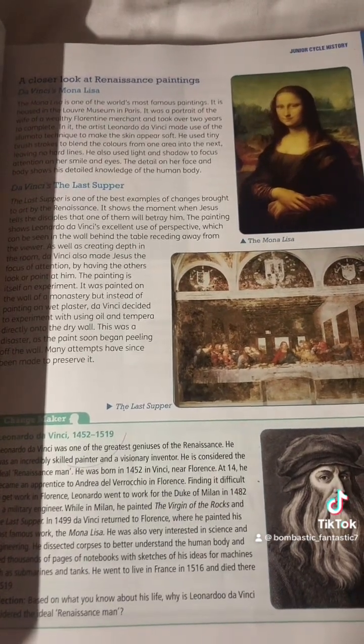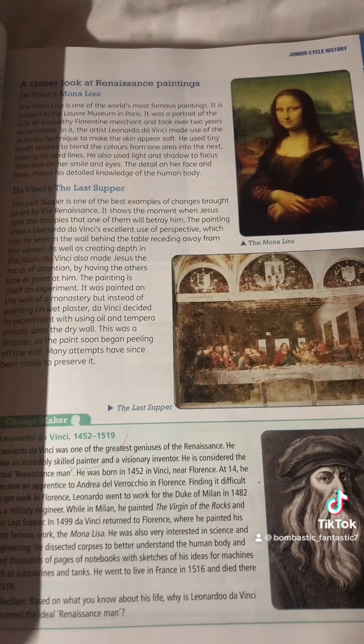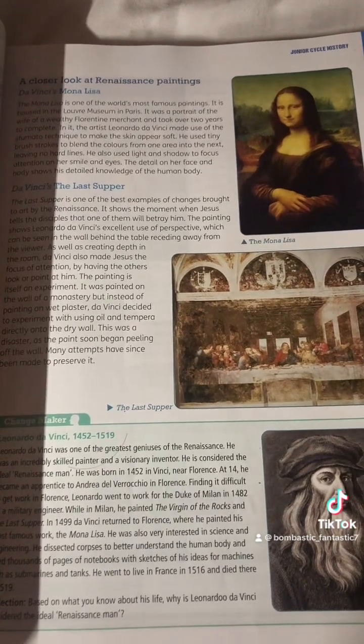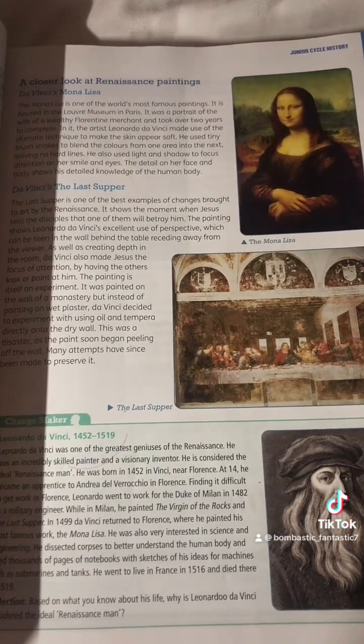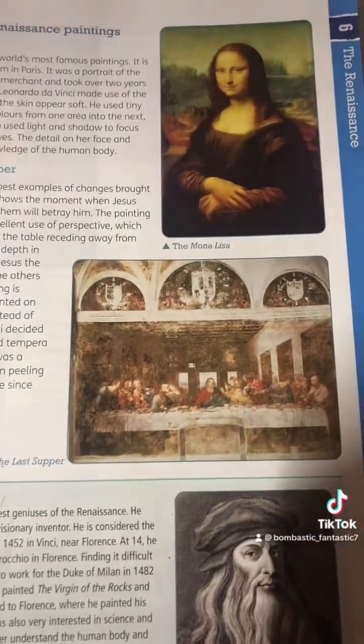He also used light and shadow to focus attention on her smile and eyes. The detail on her face and body shows his detailed knowledge of the human body. The Mona Lisa.